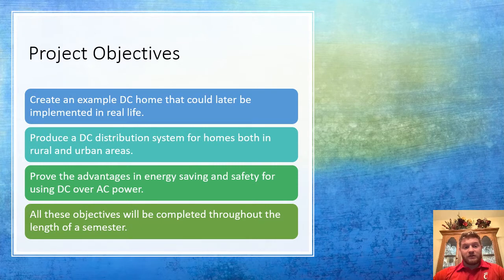The project objectives are to create an example DC home that could later be implemented in real life, produce a DC distribution system for homes both in rural and urban areas, prove the advantages in energy saving and safety for using DC over AC power, and all of these objectives will be complete throughout the length of a semester.